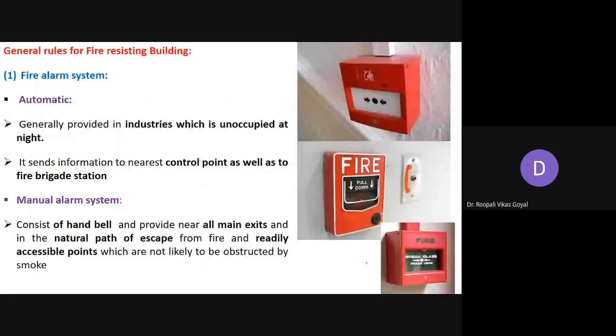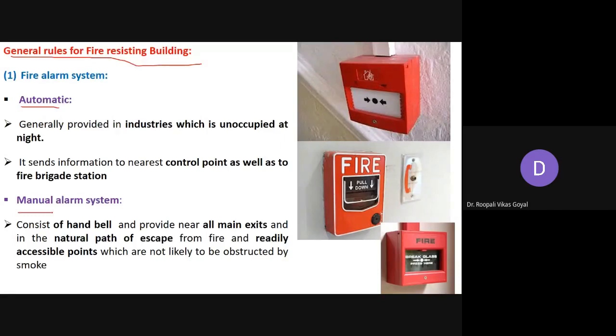Okay. So now there are certain general rules that are to be followed for any fire resisting building. These are the general rules that you should know. If you are designing a fire resistant building, which kind of provisions should be there? First thing, a fire alarm system should be there. Basically there are two types of fire alarm. First is automatic and second is manual. Automatic is generally provided in industries which remain unoccupied during the night.